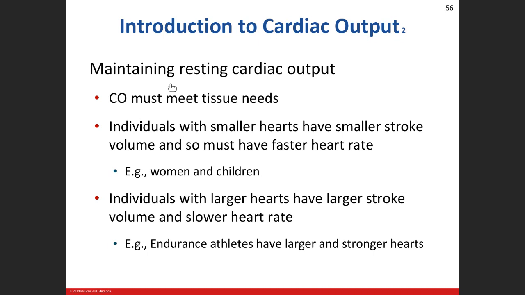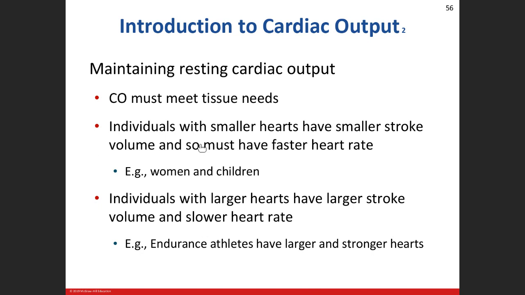Because otherwise, what will happen if we can't satisfy their metabolic needs? You could die eventually. Yeah, you're absolutely right. You'll start to undergo ischemia, especially for those tissues that require oxygen, like the myocardium. But also think about all the tissues that rely on blood, and glucose, fatty acids, proteins, whatever. So the heart has to supply that.